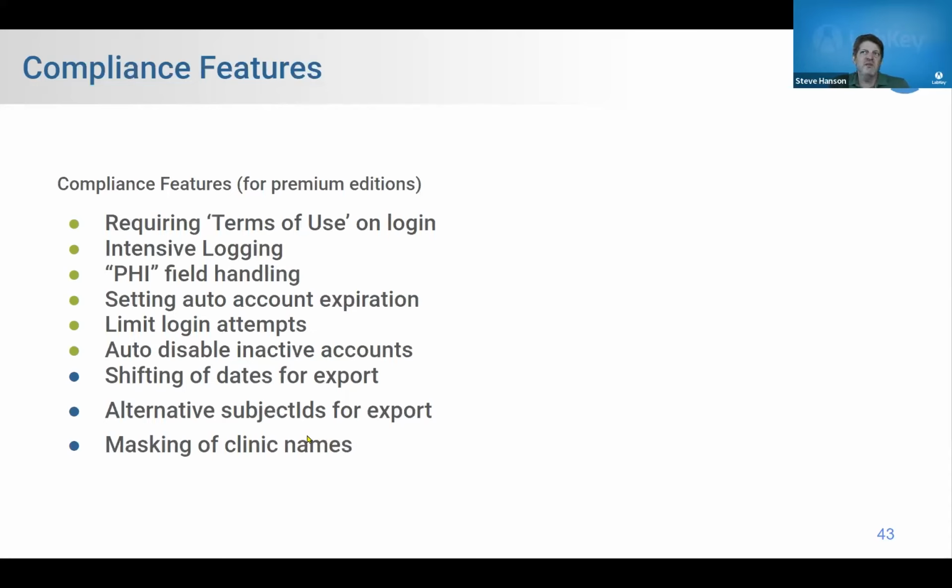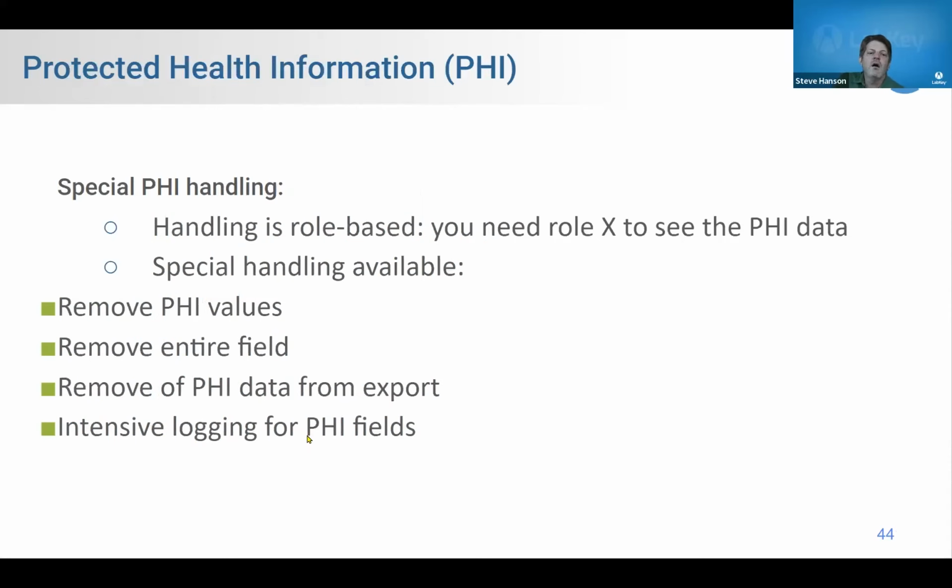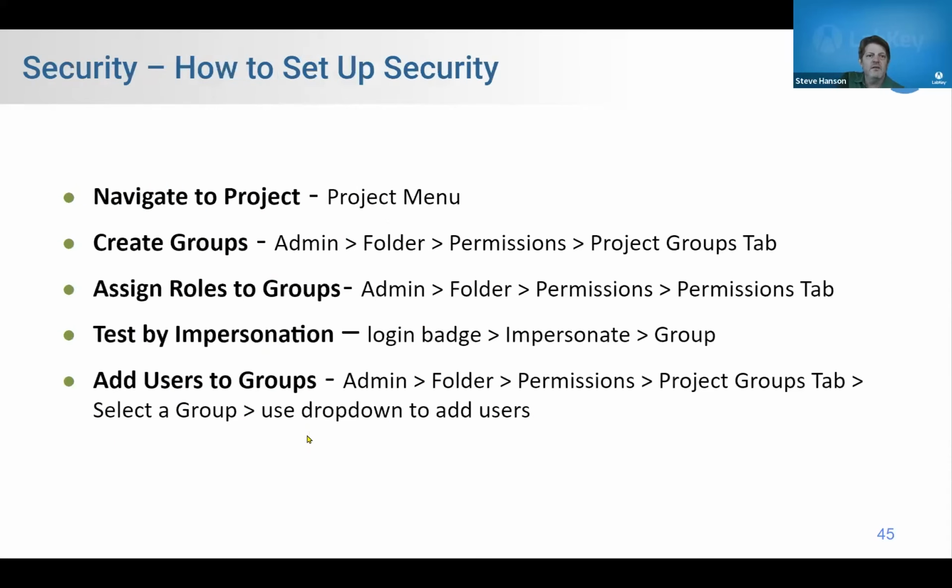Well, it can actually be very revealing. Imagine you've got a data grid and one of the clinic names is something like the Brooklyn Women's Health Clinic. Well, that's kind of a lot of information. You may not want to show that. You might want to mask that. So PHI handling gives you a way to do that. The compliance features give you a way to do that.